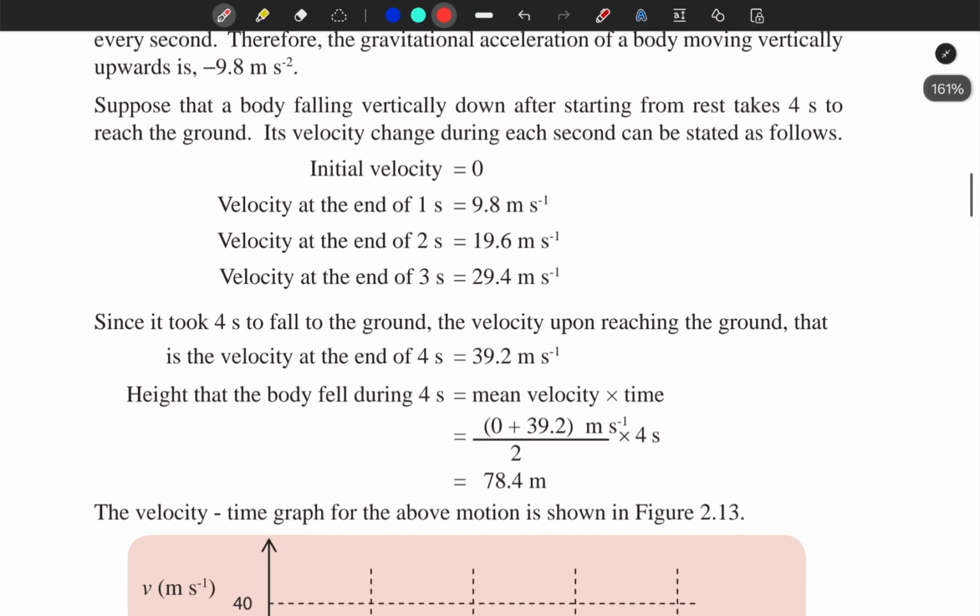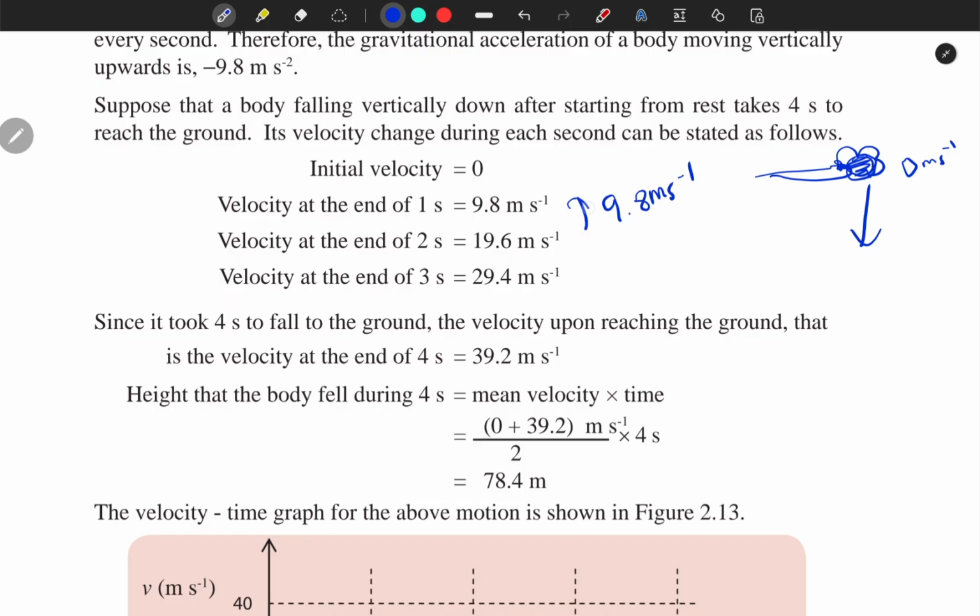If you drop a ball, think of it like a ball. If you drop a ball from a height, from your hand, what happens? It starts falling, right? Initially its velocity is 0, in your hand it is 0. As you drop it, at every 1 second, its velocity increases by 9.8 meters per second, because gravity is accelerating it by this much.